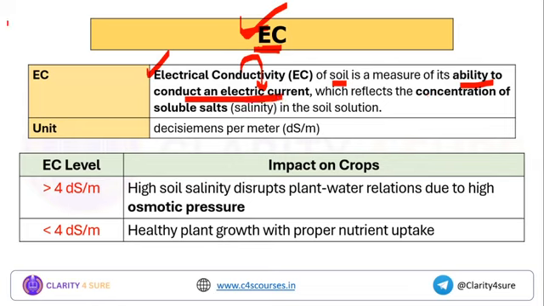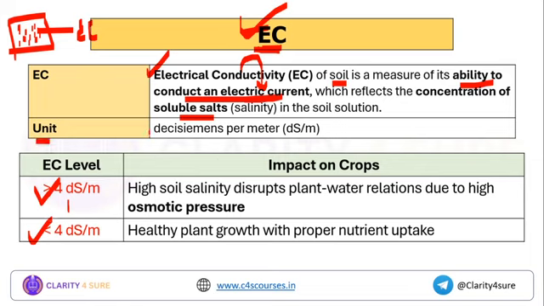Electrical conductivity means its ability to conduct the electric current, which indirectly indicates the presence of soluble salt. Because there is a greater amount of soluble salt present in the soil, it is going to have a high EC, that is, it has a capacity to conduct the electric current. I hope you understood my point. High EC means high soluble salts, low EC means low soluble salts. The unit of EC is decisiemens per meter.